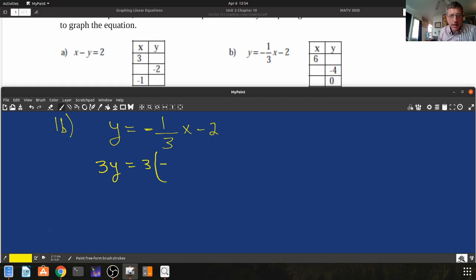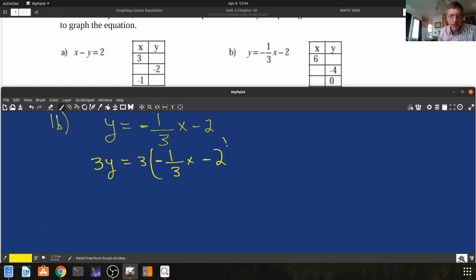Why? Because I like to clear the denominators. Remember, I have to multiply the entirety of both sides by 3. So this is 3y, that's easy. 3 times minus 1/3 x is the same as 3 divided by 3, which is 1, times minus 1, which is minus 1, times x, which is minus x.